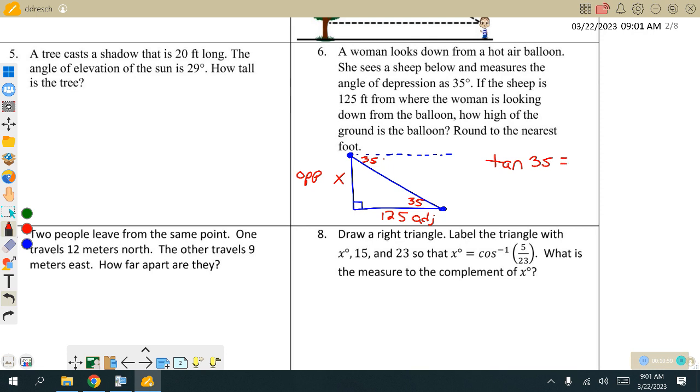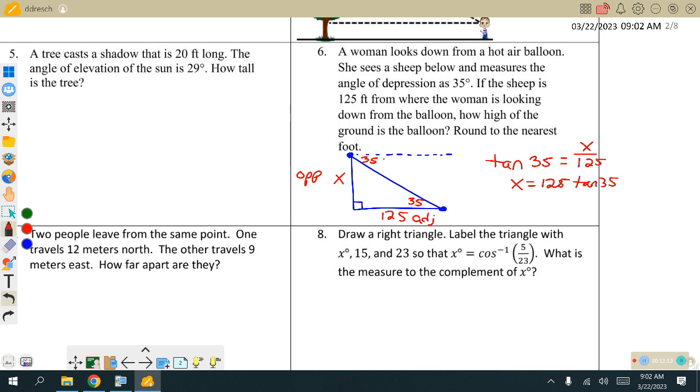Tangent is what over what? Opposite over adjacent. Again, that's what I want to see. Solve for the variable. Calculator ready form. X is 125 times what? Tangent of 35. And go to our calculators, guys.